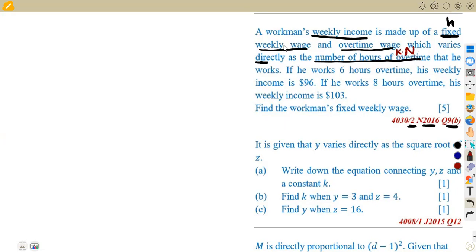In this case, you are not even given what is representing the weekly wage. It's up to you to note it in your information. Let the weekly income be equal to W. You can choose any letter for the weekly income. Let me just use W in this case. So it is made up of a fixed weekly wage. This one is a constant, something that is fixed and does not change. So that's a constant. So it's H.